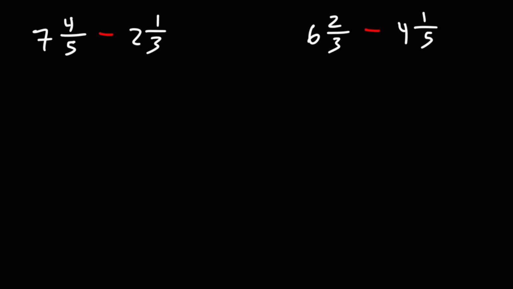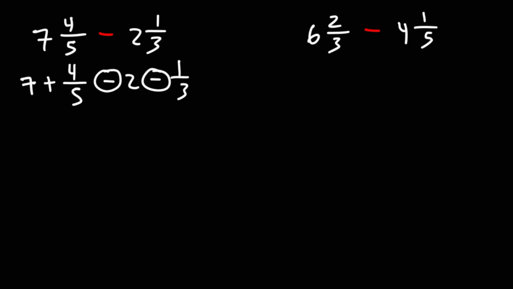In this video, we're going to talk about how to subtract mixed numbers with unlike denominators. So let's begin. 7 and 4/5, we can write that as 7 plus 4 over 5. Negative 2 and 1/3 is negative 2 minus 1/3. You need to apply the negative sign to both the 2 and the 1/3 to make this work.